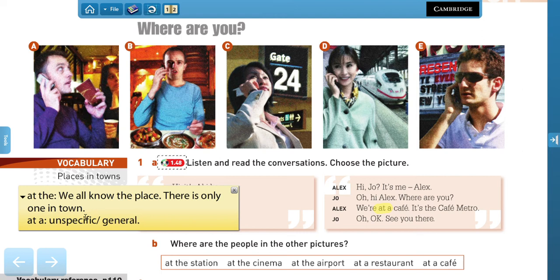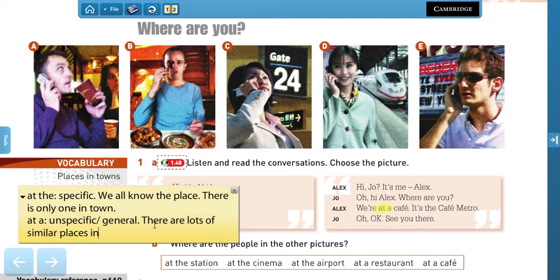This is specific, right? So in that case, we can say that there are lots of similar places in town. So a cafe, it can be any cafe, right? Yes. Or maybe I am at a restaurant, right? Or at a park. Yes, those are common places that we have in many parts of our town. Yes, there's not only one of them.